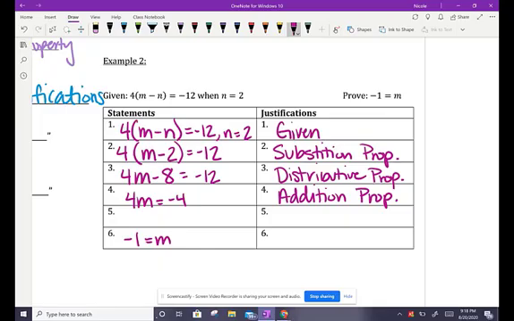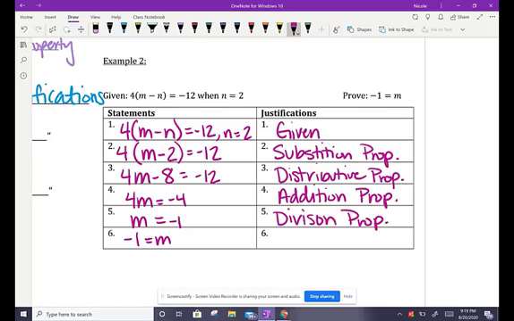And then from there, I'm going to isolate that m. I need to get that 4 away from it. How do I get that 4 away? I'm going to divide. So m equals, if you divide by 4, negative 4 divided by 4 is going to give me negative 1. So we use division.